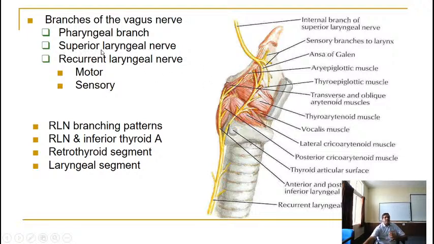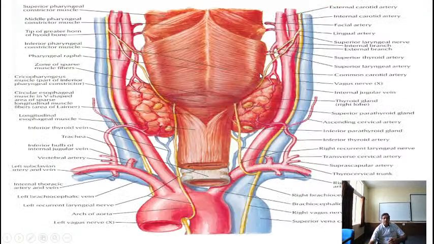The second branch is the superior laryngeal nerve. This is the superior laryngeal nerve, which divides into the internal laryngeal nerve and the external laryngeal nerve. The internal laryngeal nerve pierces the thyroid membrane.